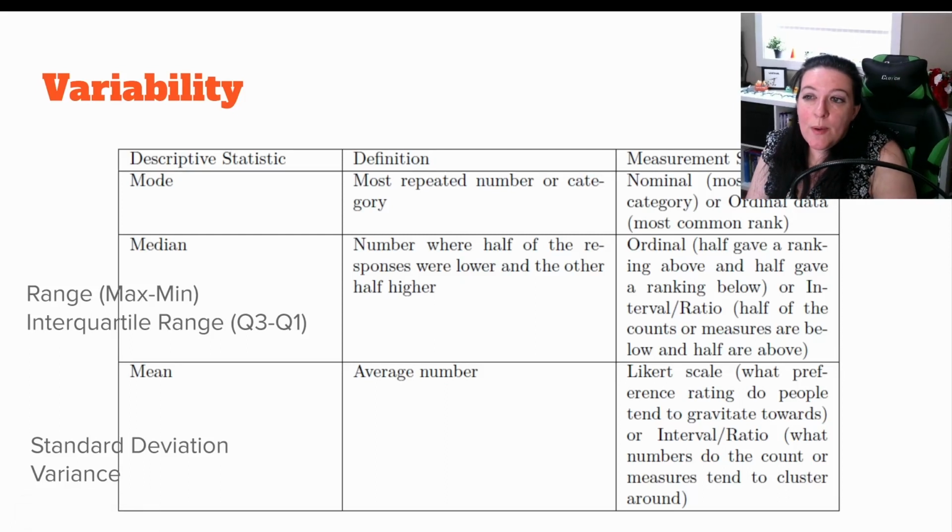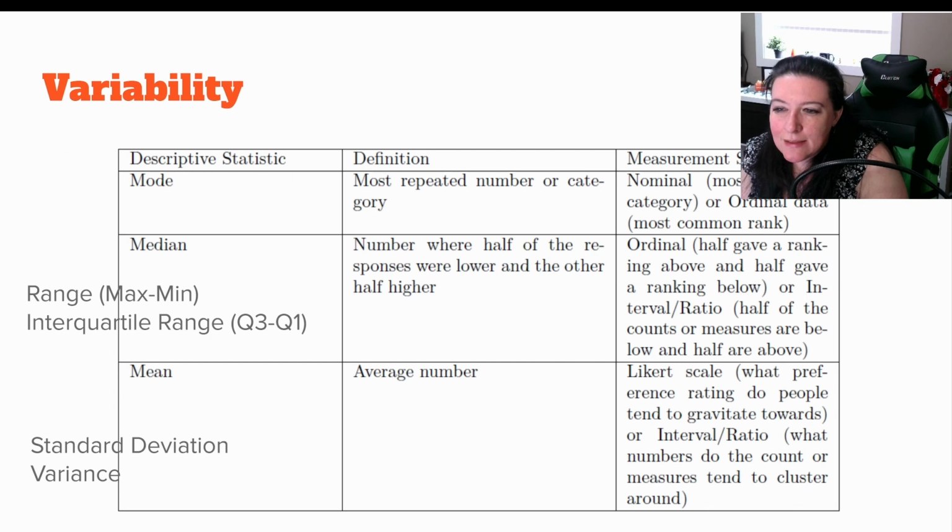So in our previous video, we were discussing variability and we looked at range and interquartile range. In this video, we're going to look at standard deviation and variance. When it comes to standard deviation and variance, we are using it with the mean, and you are using it with data that's either Likert scale, so it's preference type questions, strongly agree, strongly disagree, or it's interval or ratio data, counts and measurements.